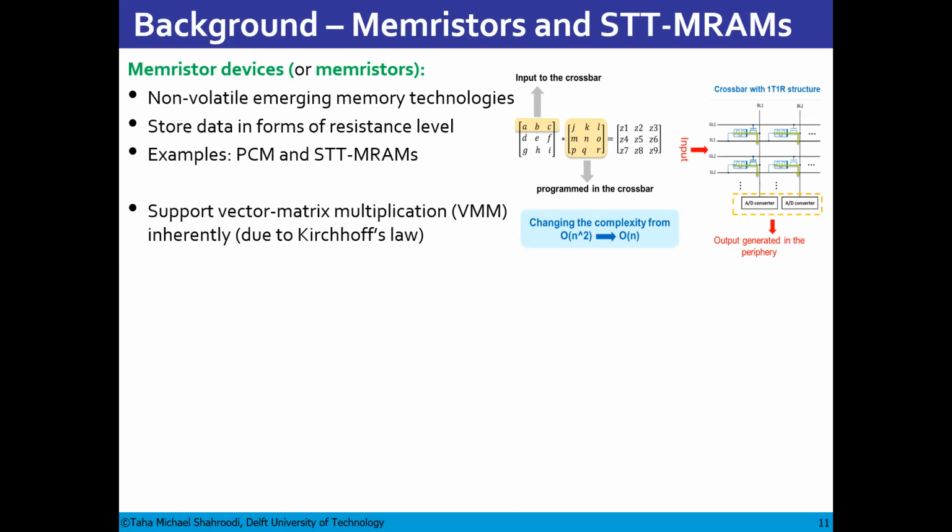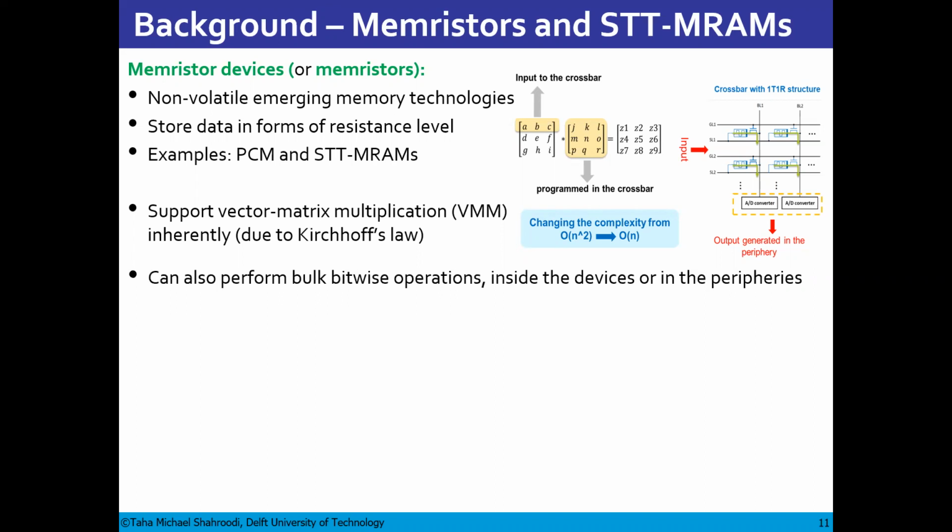As seen in this picture, with some intelligence or at least unconventional mapping, and applying data in and to the memristor-based arrays respectively, one can significantly improve the complexity of a vector-matrix multiplication. Previous works also show that memristors can perform bulk bitwise operations both inside and outside the periphery of an array.